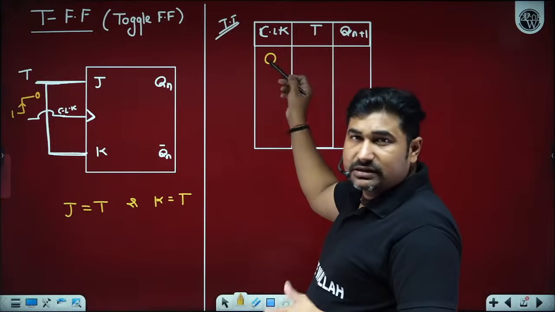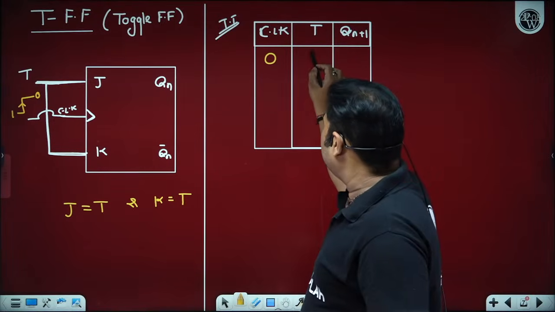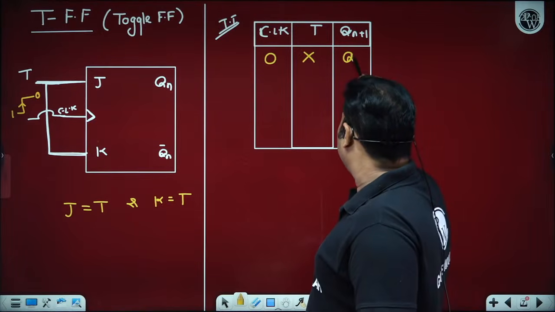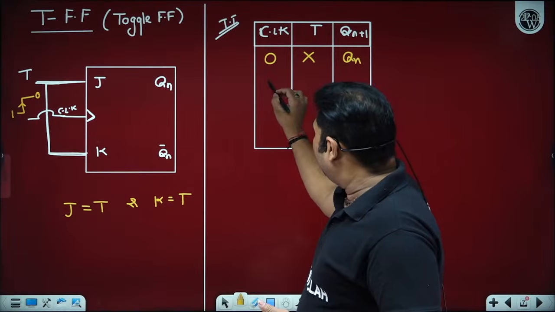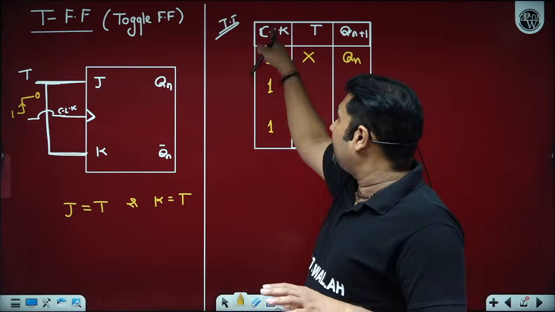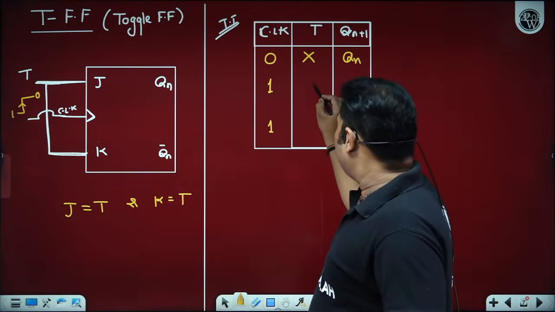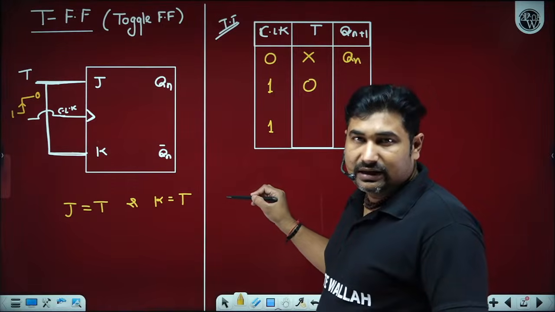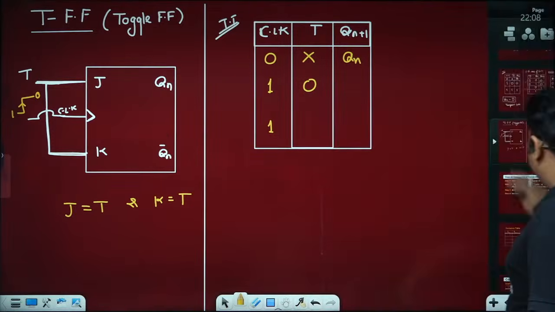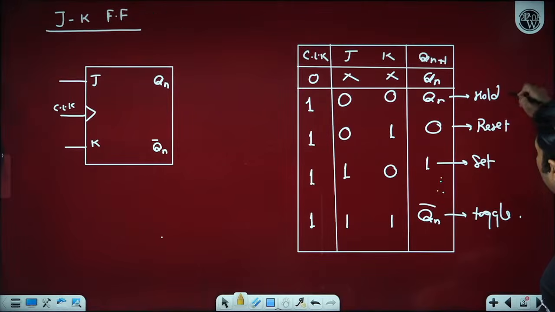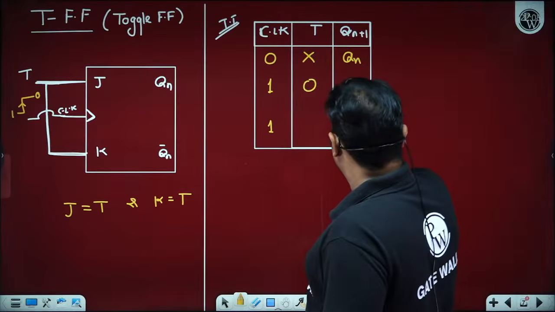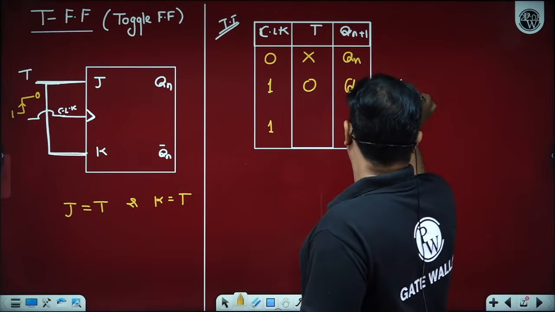So if the clock is 0, it means there is no transition of the clock. Unless there is a transition of the clock, it doesn't matter what the input to J and K is, the output will remain in the previous state only. However, if there is a transition of the clock from 0 to 1, then based upon the input to T, if T is 0, it means J is 0, K is 0. And we all know in a JK flip-flop, if J is equal to 0 and K is equal to 0, then the next state will remain in hold state.